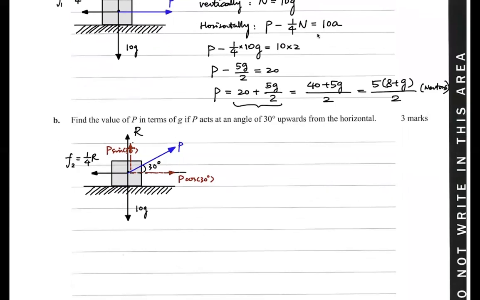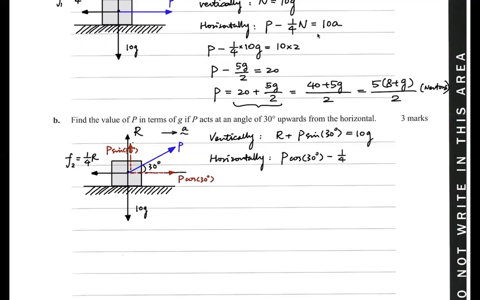Now we can say vertically, yes, it remains in equilibrium because it only accelerates in the horizontal direction. We have R plus P sine 30 degrees equals 10G. So now we have the horizontal one. Yes, in the horizontal direction, the object is accelerating at 2 meters per second squared. So we have P cosine 30 degrees minus a quarter R equals 10 times 2, which is 20. And we have equation 1 and equation 2.